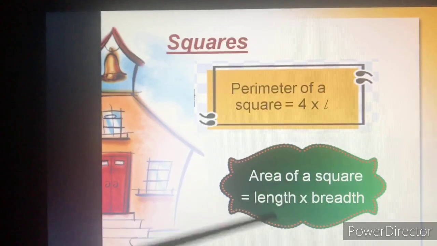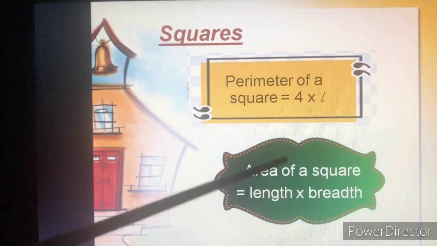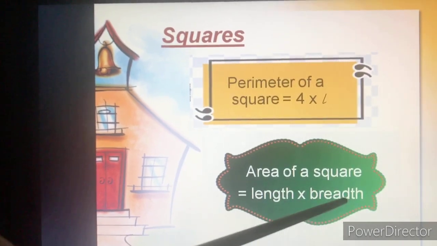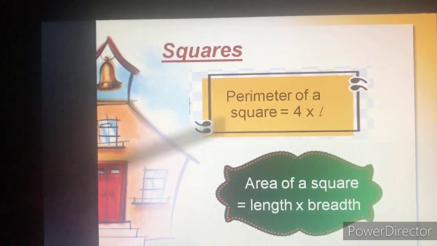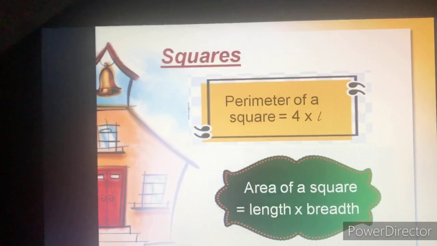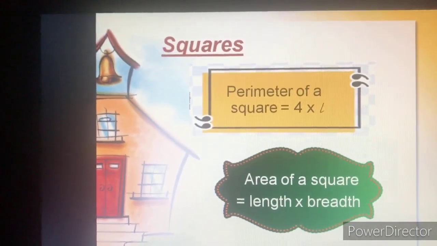Then for area of a square, it is length multiplied by breadth. Means whatever the length and whatever the breadth, you will multiply to find out inside occupied area. Okay, don't be confused.